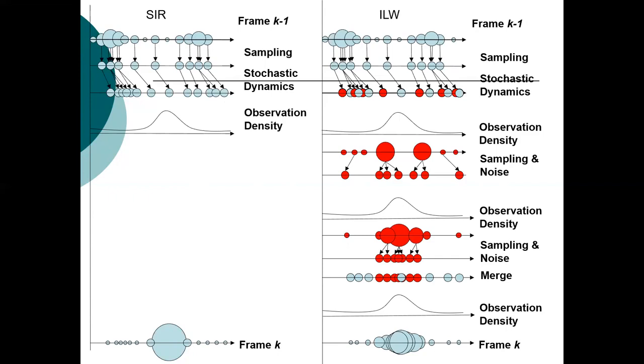And you can see that the particles migrate towards the high probability, where it's most likely to find the object. And you can see at the end here, if you look at the particle filter or the condensation, there is almost only one particle on the left. There is only one particle representing the distribution, while on the right, where the iterated likelihood is used, you can see that we have more particles where they are needed.